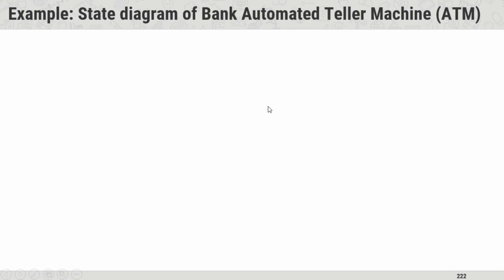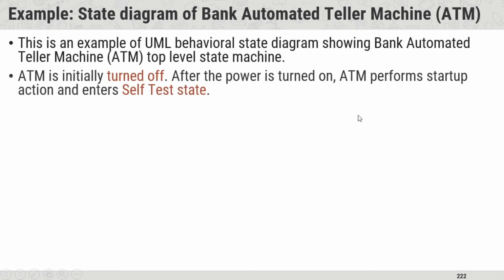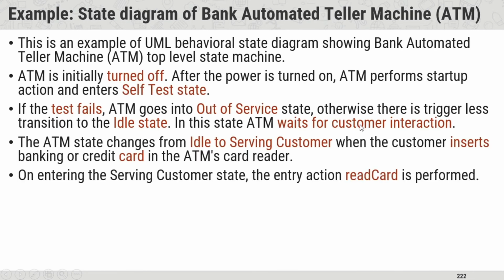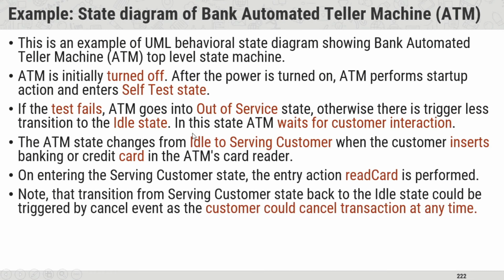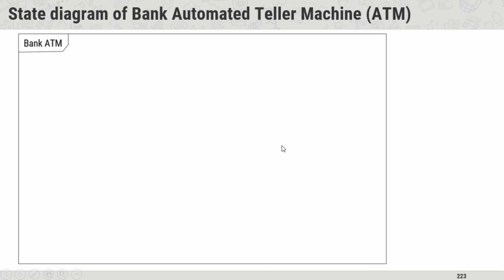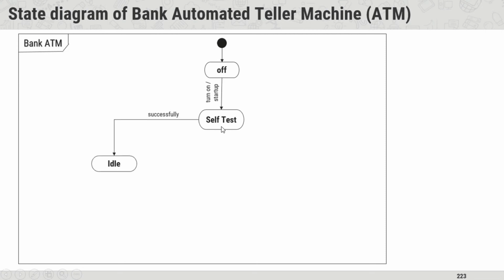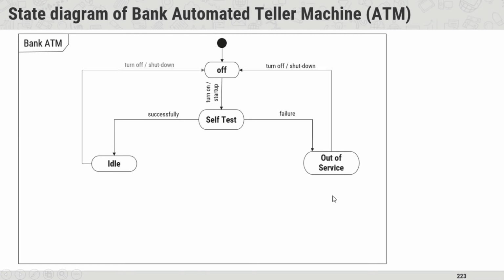In the same way, the state diagram for the bank automated teller machine, that is the ATM, will have these things. Initially the bank ATM could be off. Then we need to start up the bank ATM. After you start it up, it could go into the self test mode. If the self test is successful, it will go to the idle state. If a failure happens, it will go into the out of service state.